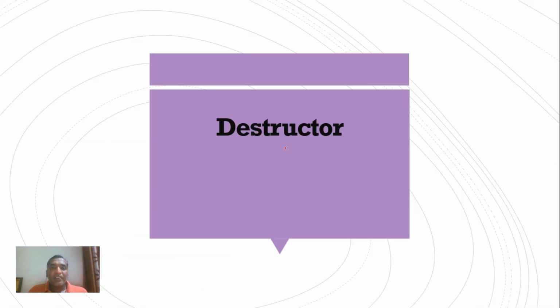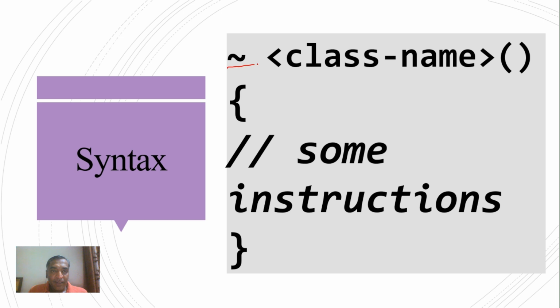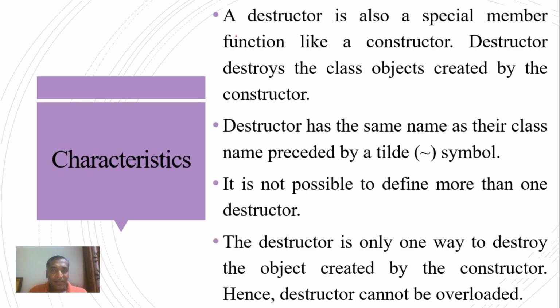Next we are going to see the destructor. A destructor is an instance member function that is invoked automatically whenever an object is going to be destroyed. The destructor is the last function that is called before an object is destroyed. So this is the syntax. Here the tilde symbol is used for the destructor and the class name is similar to a constructor. So these are the characteristics of destructors.